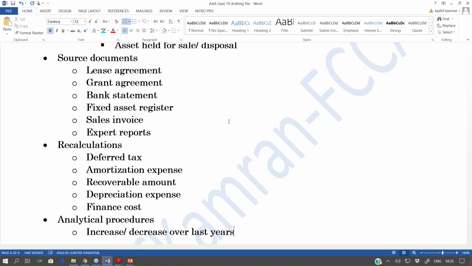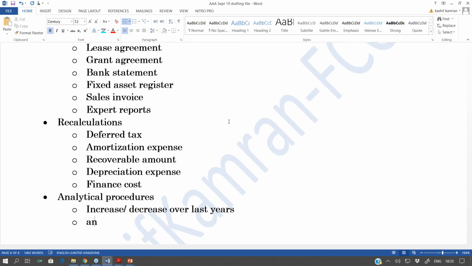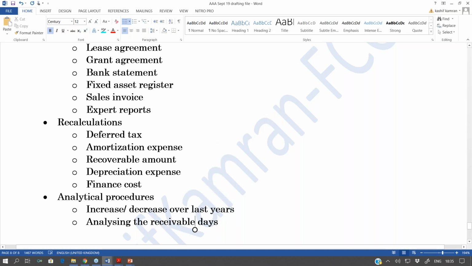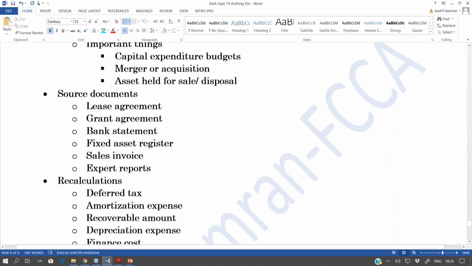Or analytical procedures are about analyzing the receivable days, or analyzing the inventory days. So even ratio analysis is part of the analytical procedures, right? And then the final thing was discussion with management.